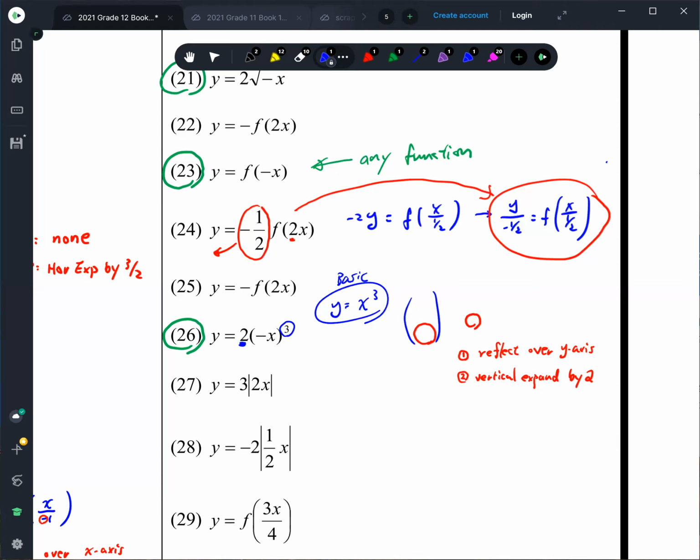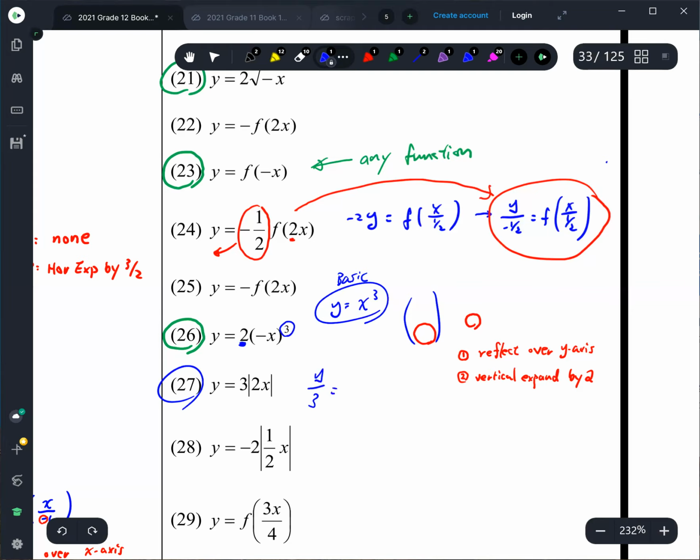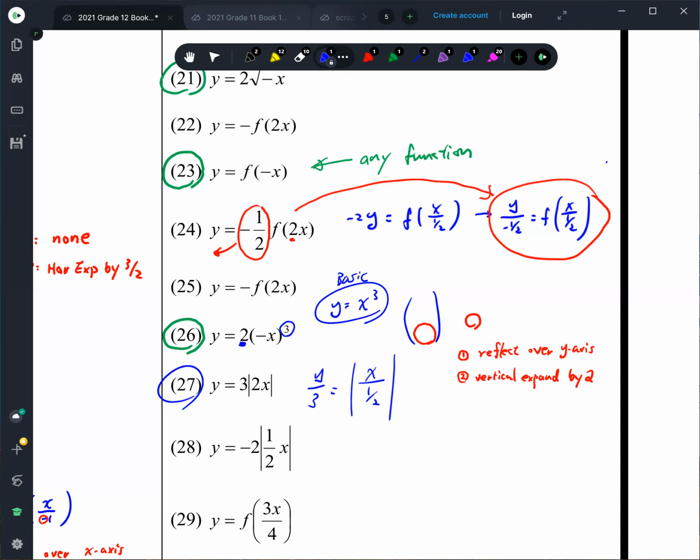Okay. Yeah, 27. How do you fix this one? Y over 3 is equal to the absolute value of x over half. Yeah, much better. Okay, and then what's the story? Horizontally compress by half and vertically expand by 3. Okay, very good.